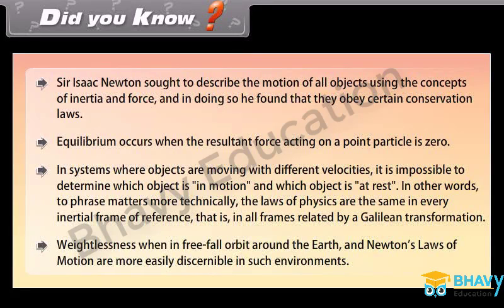Weightlessness occurs in free fall or orbit around the Earth, and Newton's laws of motion are more easily discernible in such environments.